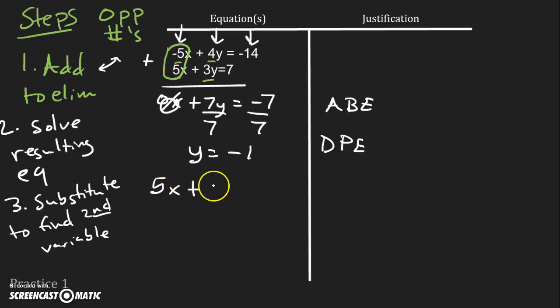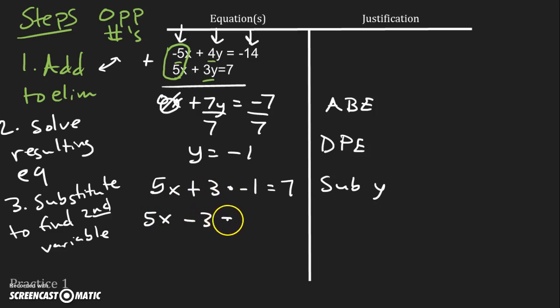So 5x plus 3, y is now negative 1. We know that it was being multiplied to the 3, so I'm going to write it like this. How did we do this? We just substituted y. Now we can go ahead and solve for x. So the first thing here is to simplify. We can simplify this multiplication. So we get 5x, 3 times negative 1 is a negative 3, equals 7.